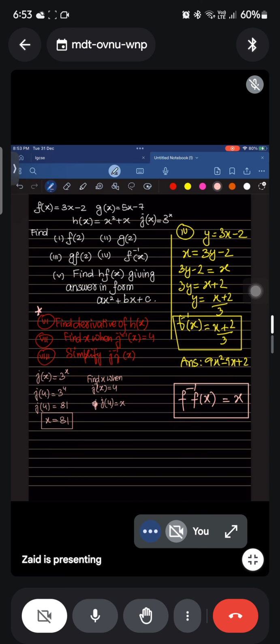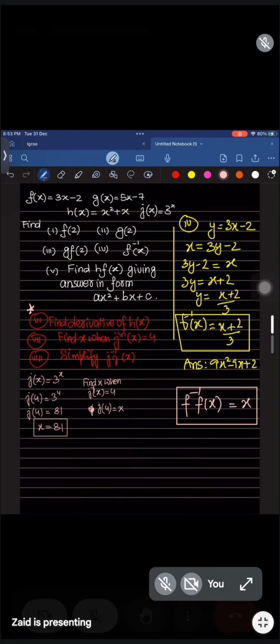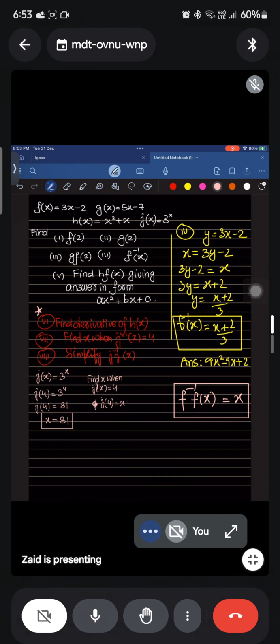So this was a big question, and now you guys can solve any of the questions. That won't be a trouble for you. Before ending the class, let's do one more question, and then you guys are going to solve the rest of the questions.